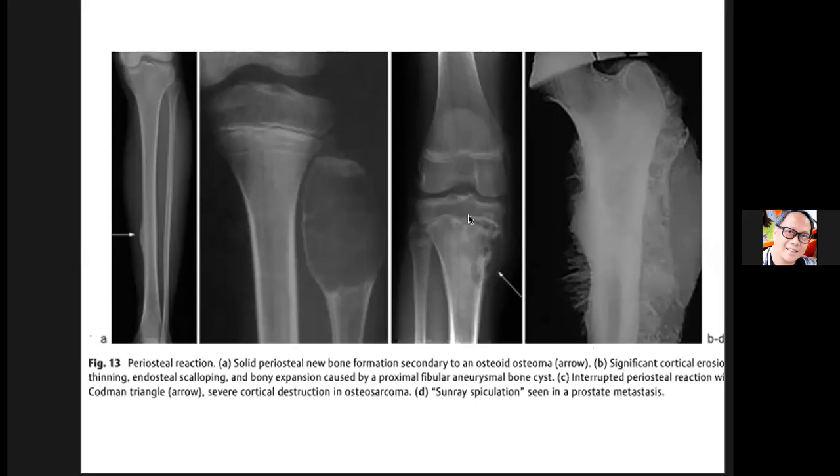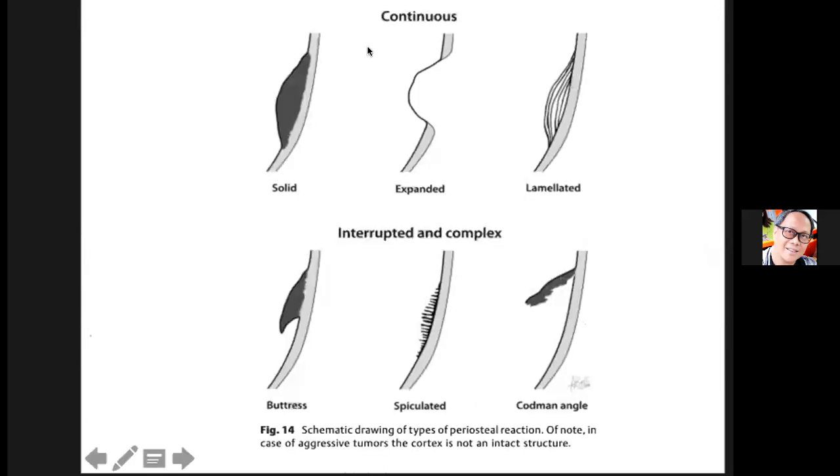The third example is Codman's triangle. I don't know if you can see it very well here. And this is the sun ray or sunburst spiculation. When you say spiculation, the word spicule is like small spikes, calcifications that are oriented in a particular manner. So in this example, this is oriented transverse to the long axis of the femur. Okay. So a continuous lesion may be solid or expanded, but again, look at the cortex. It may be also laminated.